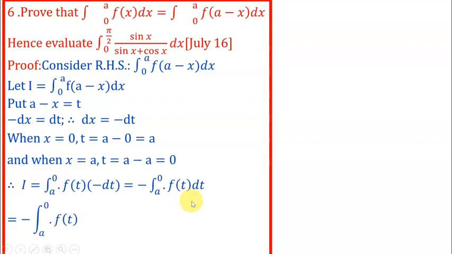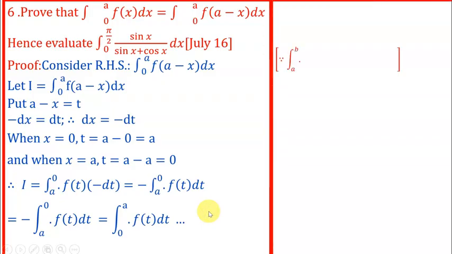Okay, now here the integral is written like this. Now we'll observe the negative sign when we change the upper limit and lower limit. Therefore, you will get here integral 0 to a f of t dt. See this, with the help of this property: integral a to b f of x dx is equal to minus integral b to a f of x dx.